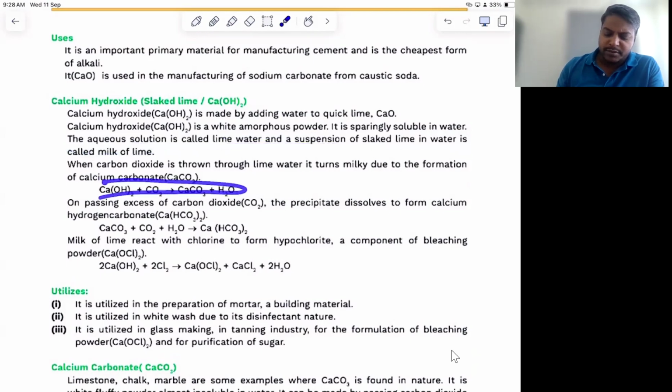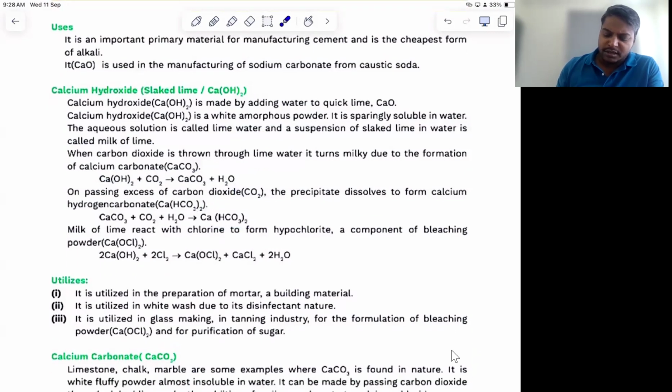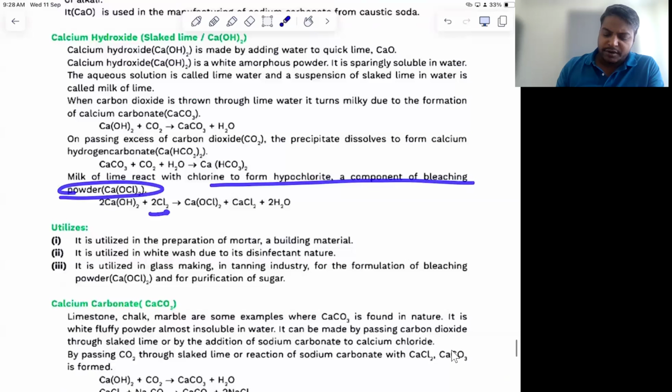Calcium hydroxide plus carbon dioxide will give calcium carbonate precipitate, and on passing excess carbon dioxide, it will become bicarbonate, which is soluble and gets dissolved. Milk of lime reacts with chlorine to form hypochlorite, and the compound is called bleaching powder. When you react it with chlorine, this will become CaOCl2, which is what we call bleaching powder.